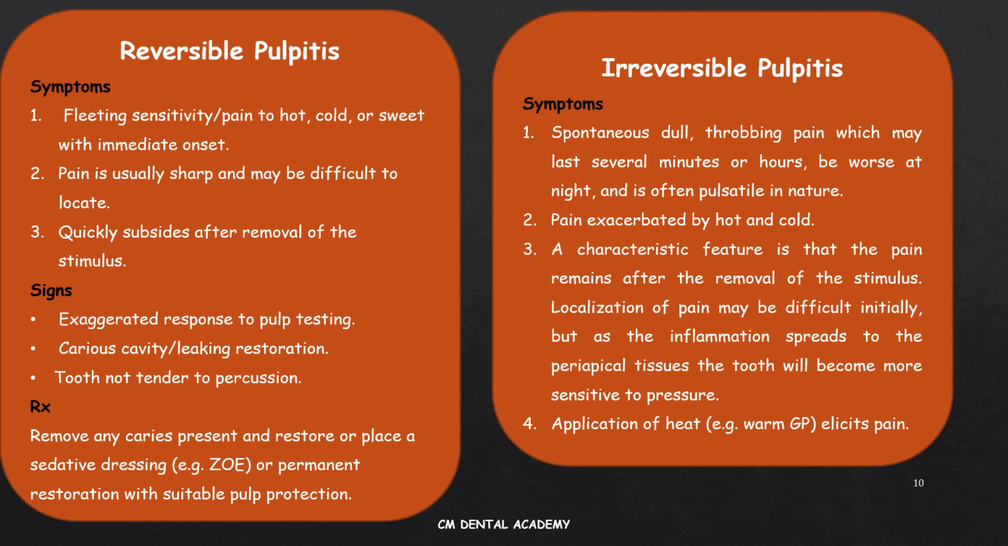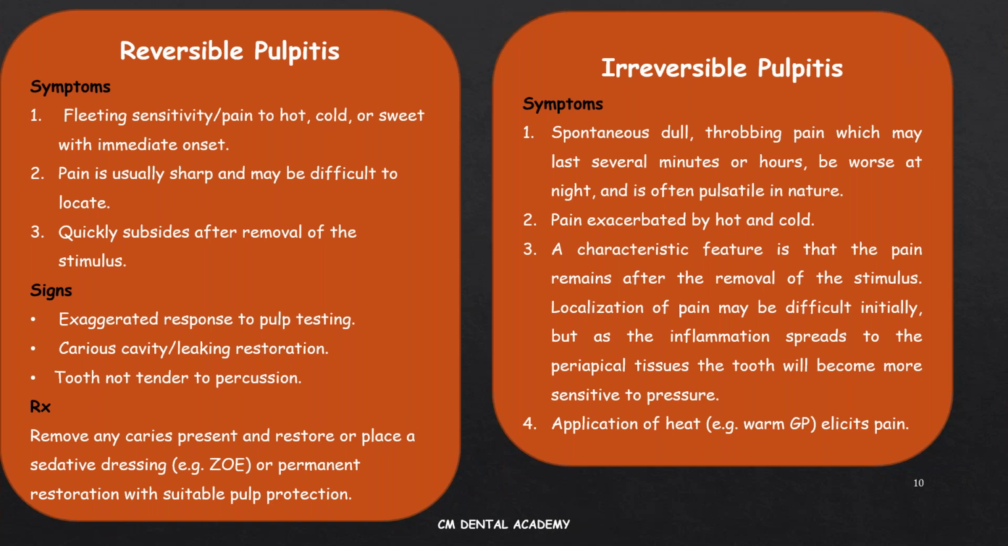Irreversible pulpitis presents with spontaneous dull throbbing pain, which lasts several minutes or hours, is worst at night and is often pulsatile in nature. Pain is exacerbated by hot and cold. In later stages, cold actually relieves the symptom. A characteristic feature is that pain remains even after removal of the stimulus. This is the differentiating feature of irreversible pulpitis compared to reversible pulpitis.